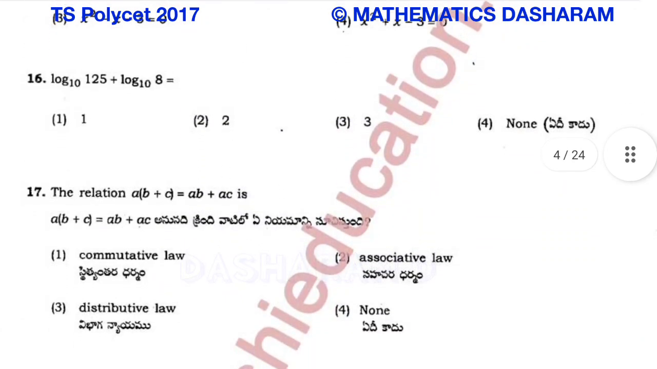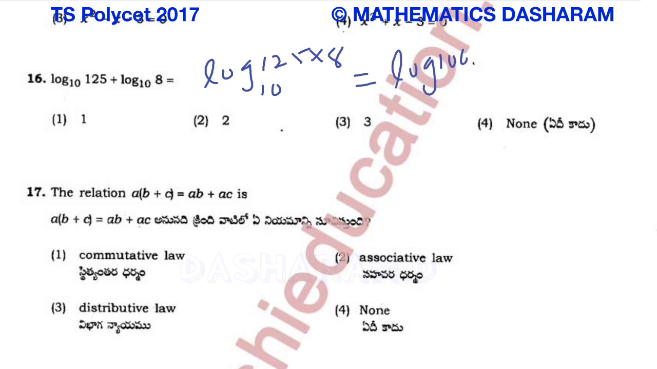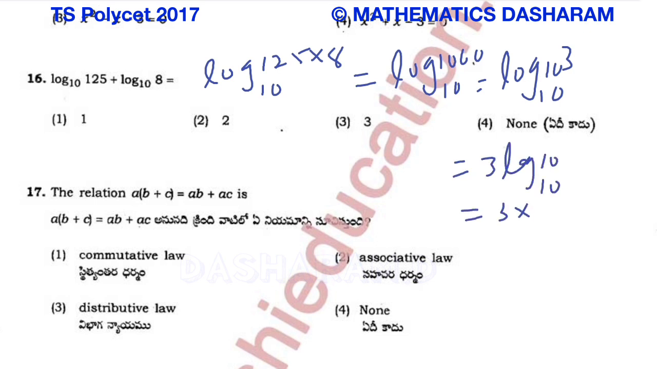Next, the 16th one. Log 125 base 10 plus log 8 base 10 equals. Apply the formula log a plus log b equals log a into b. So log 125 into 8 base 10. 125 into 8 is 1000, base 10. 1000 can be written as 10 cube, base 10. So 3 into log 10 base 10 equals 3 into 1, so it is 3. So option 3 is correct.